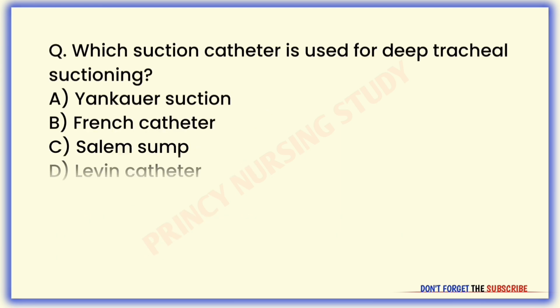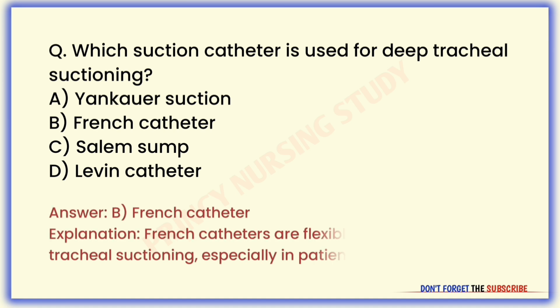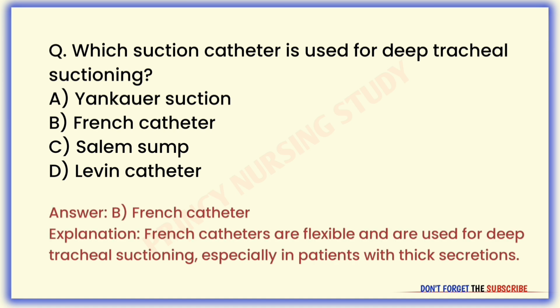Next question. Which suction catheter is used for deep tracheal suctioning? Correct answer is B. French catheter. French catheters are flexible and are used for deep tracheal suctioning, especially in patients with thick secretions.